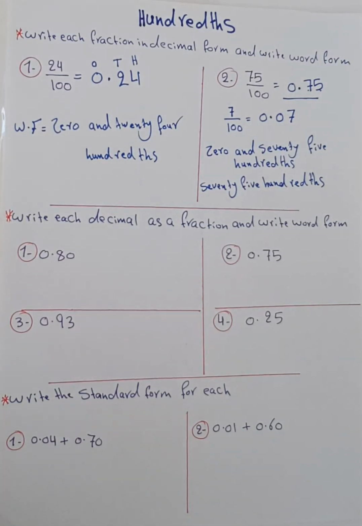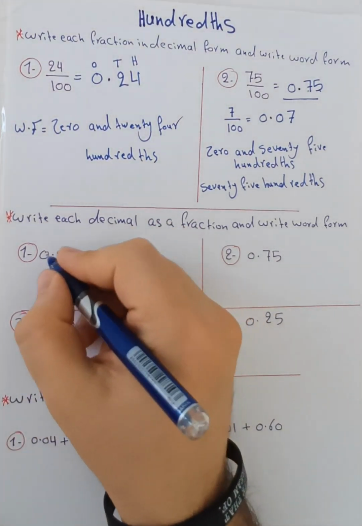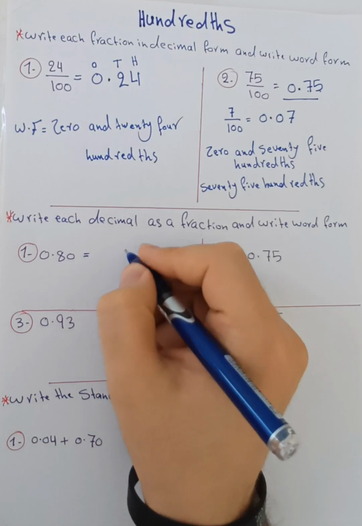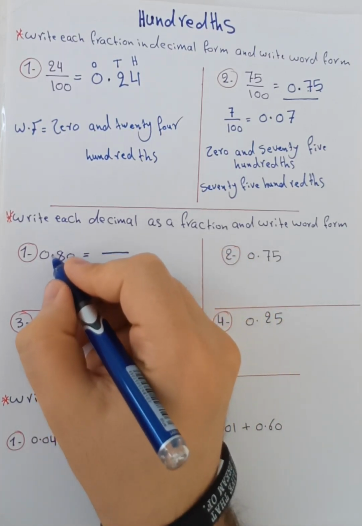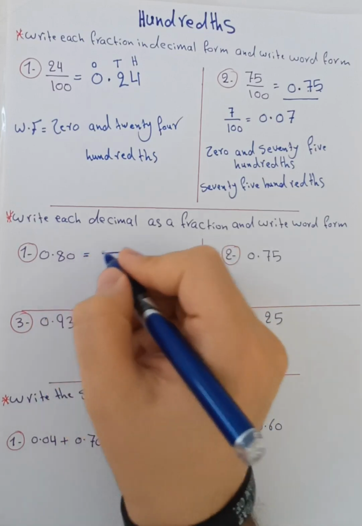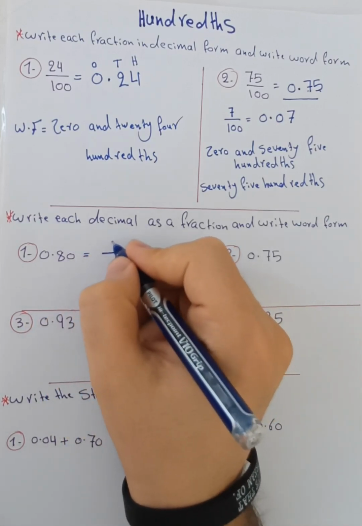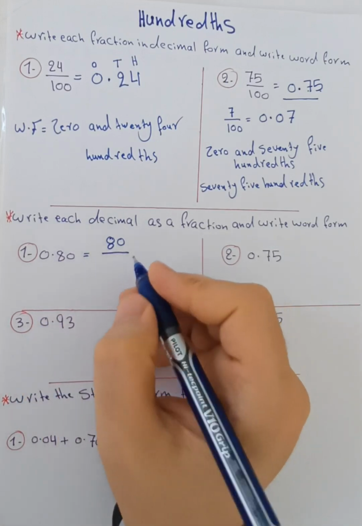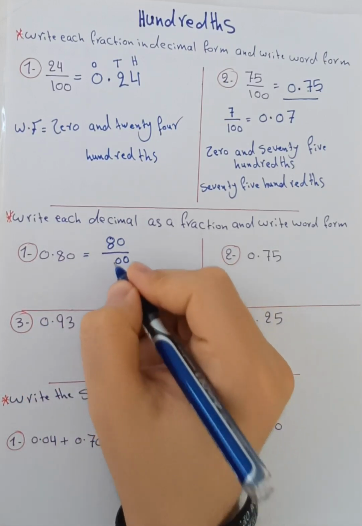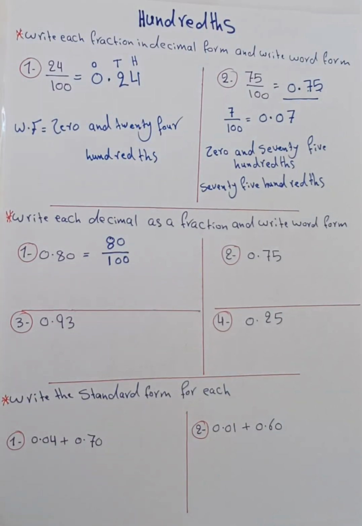The second part of this lesson, how to write a decimal as a fraction and write the word form. We have this decimal number, so the whole number is 0. We have to draw a line. After this point we have 80. This 80 becomes the numerator, and then after this point we have two numbers, so we have to write two zeros and 1. So the fraction form for 0.80 is 80 out of 100.